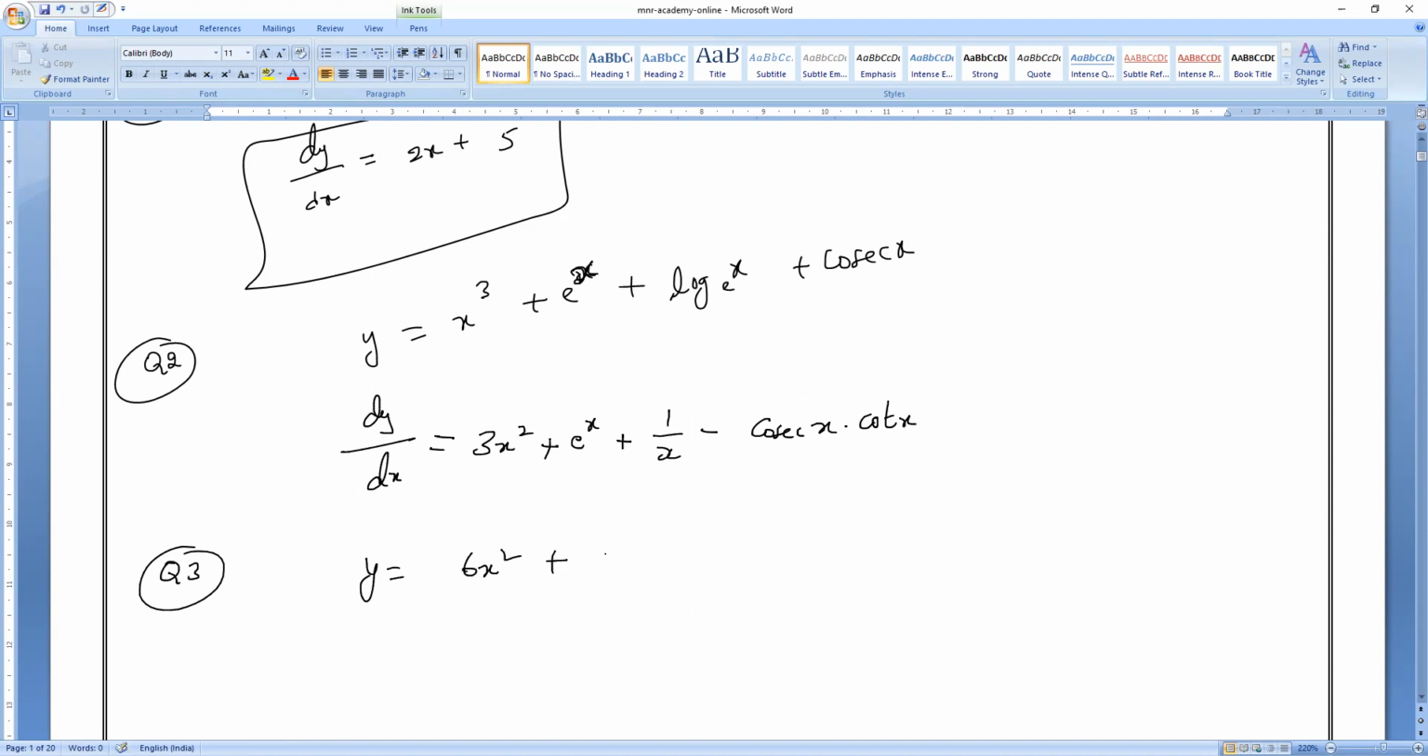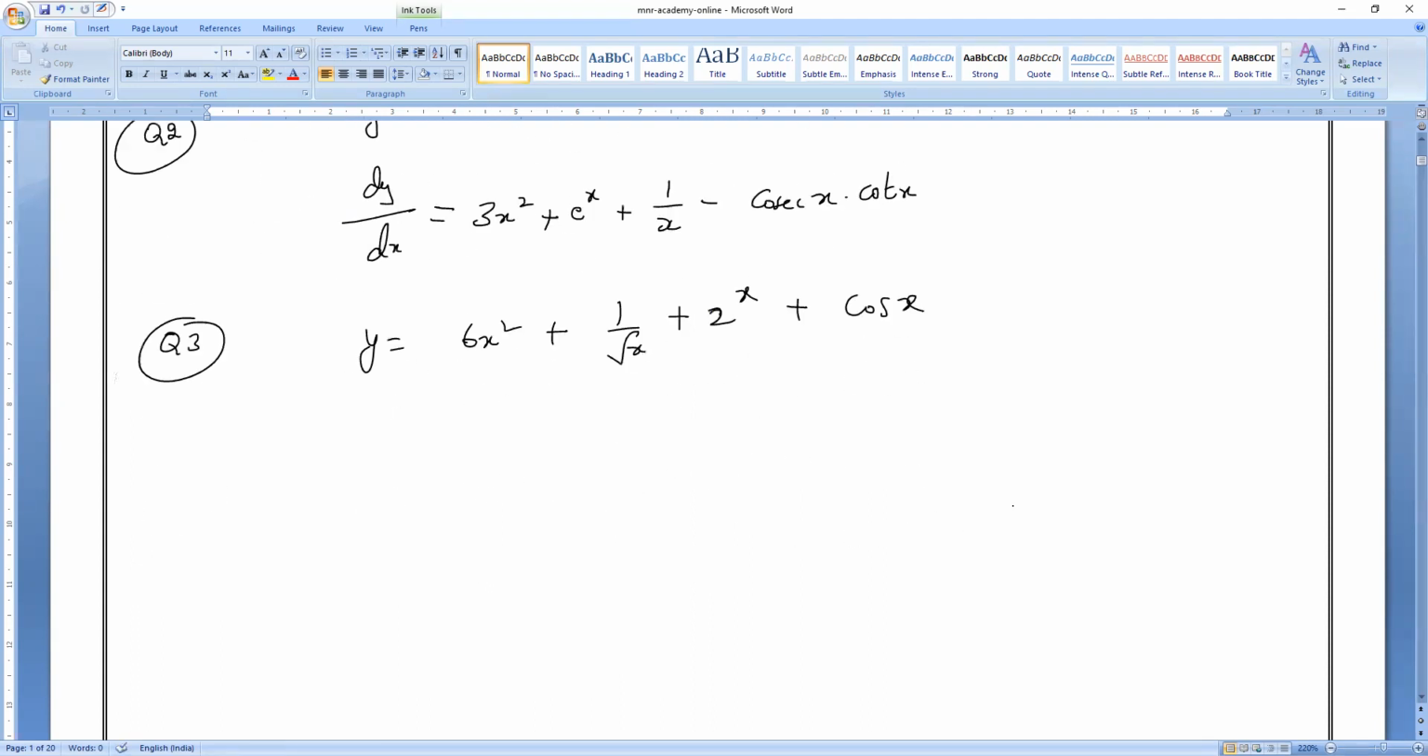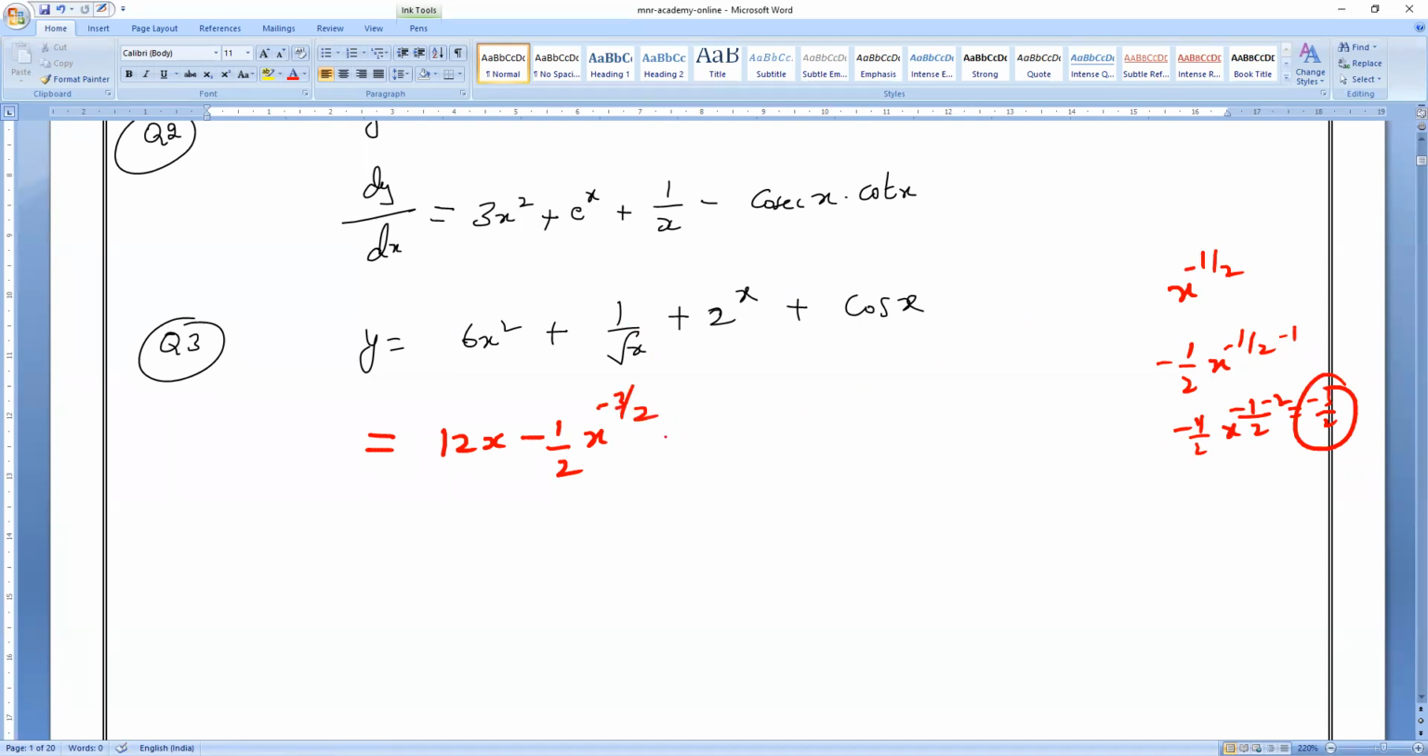Question number three. y is equal to 6x square plus 1 by root x plus 2 power x plus cos x. So tell me fast. 6x square gives 12x. 1 by root x we can write as x power minus 1 by 2. Then differentiating, it is minus 1 by 2 x power minus 1 by 2 minus 1. Taking 2 as the LCM, minus 1 minus 2 is minus 3 by 2. So it becomes minus 1 by 2 x power minus 3 by 2, plus the derivative of 2 power x.